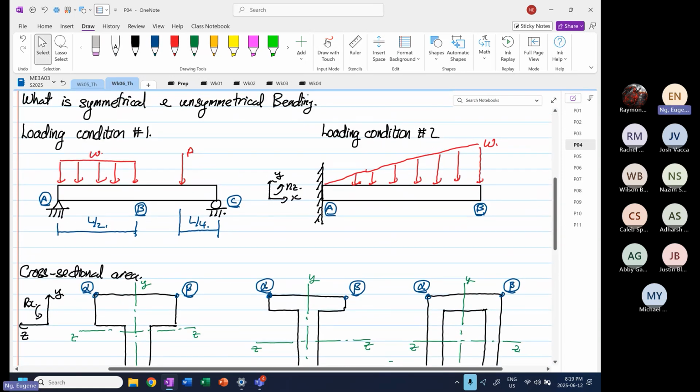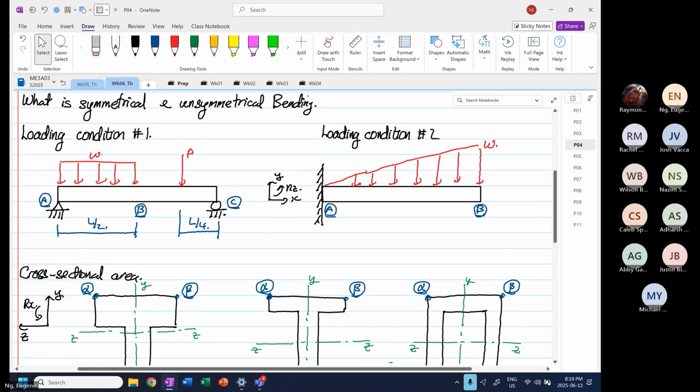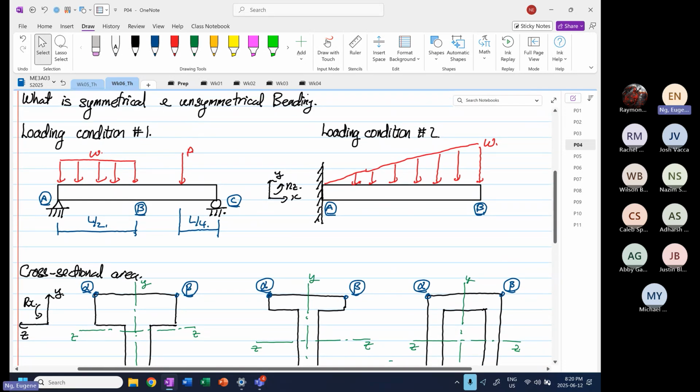I'm going to ask your question and you can type your answer. Okay. By looking at condition number 1 and condition number 2, can anyone tell me which is symmetrical and which is unsymmetrical bending? If you feel that none is symmetrical, you can say A and B are unsymmetrical or A and B are symmetrical. Anyone? You can start typing.